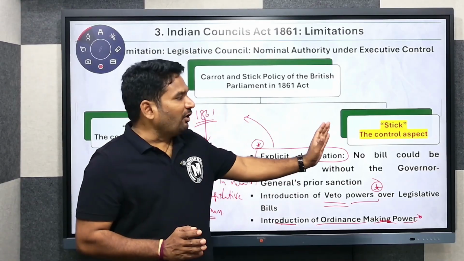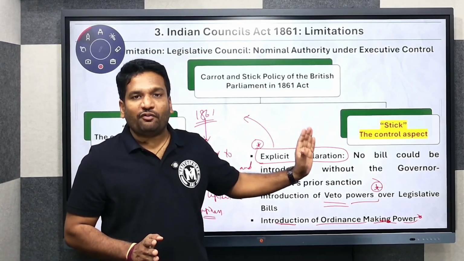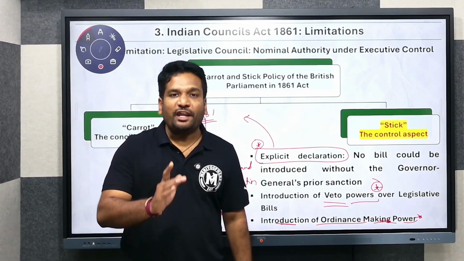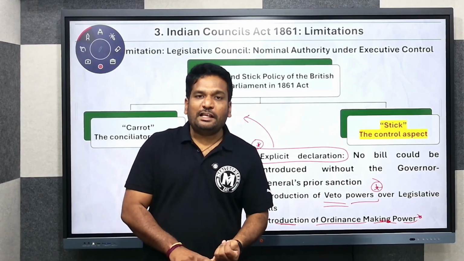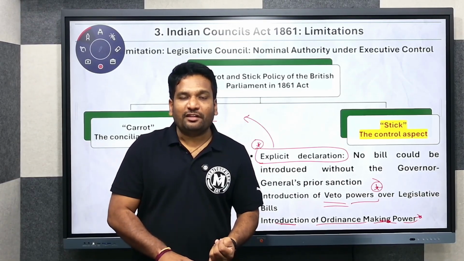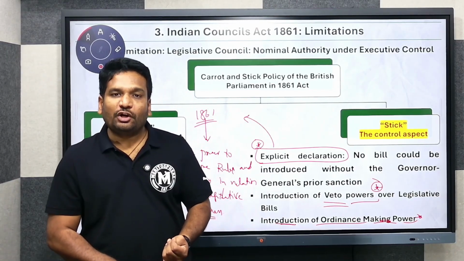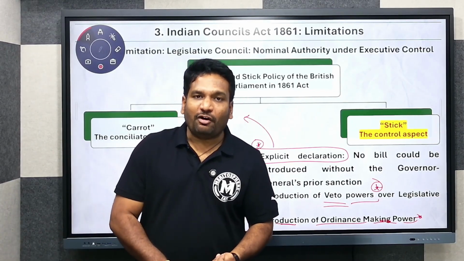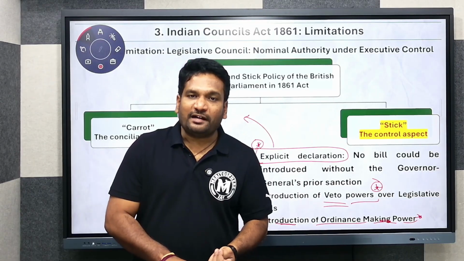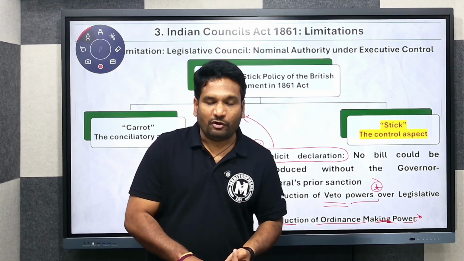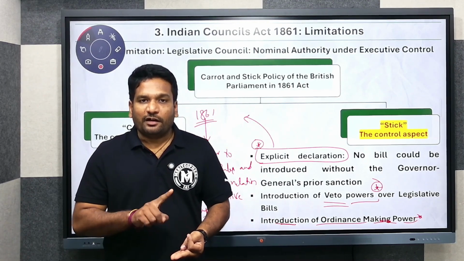So under the ambit of controlling measures or stick policy, there were 4 important restrictions that were placed on the Indian Legislative Council. First one, explicit declaration that no bill could be introduced in the Indian Legislative Council without the prior approval of the Governor General. Second one, veto powers granted to the Governor General. Third one, ordinance making powers were granted to the Governor General of India.